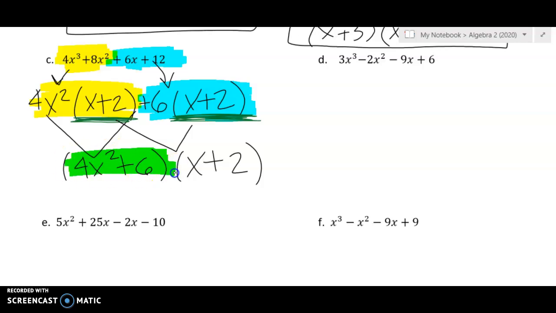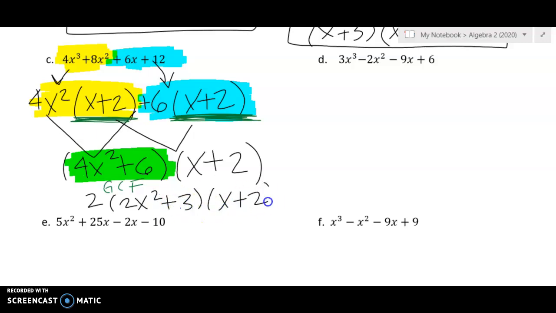I do notice one thing that I could do here. This green part, just like the other one, I can go ahead and take out a GCF. So in this green part, and only that little green factor, I could take out a 2. If I take out a 2, that'll leave me with 2x squared plus 3, and then the x plus 2 on the end. That just takes it one step further, so you've factored it completely. All right, let's do the next one.